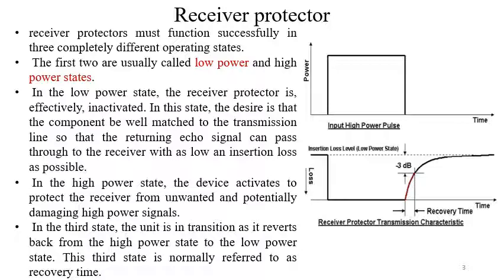Receiver protectors must function successfully in three completely different operating states. The first two are usually called low power and high power states. That is quite obvious. So if we consider this is the high input power pulse, the corresponding protector characteristics should be like this.